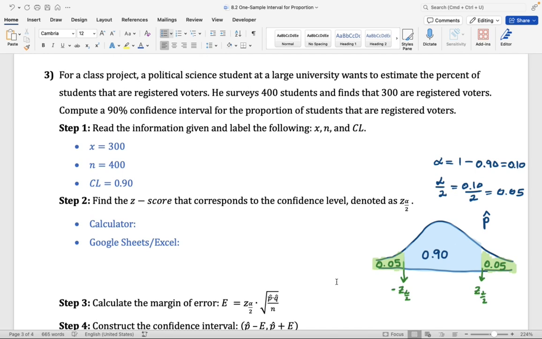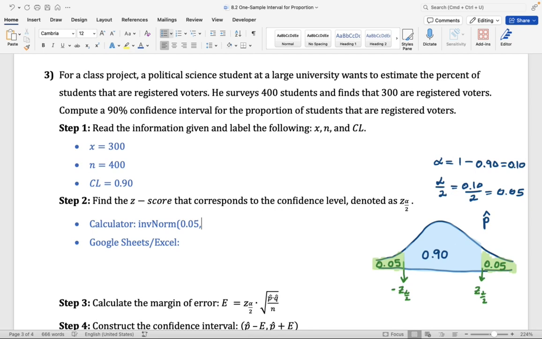If you're using a calculator, you're going to use the distribution inverse norm. Then you're going to need to enter the area to the left of the C-score you're trying to find. That is alpha divided by 2, 0.05. Then the calculator is going to want you to enter the mean and the standard deviation of the distribution. Now you might be thinking, I'm going to have to find the mean and the standard deviation of the p-hat distribution. And we actually don't have that, right? Because the mean of the p-hat distribution is p, the population proportion.